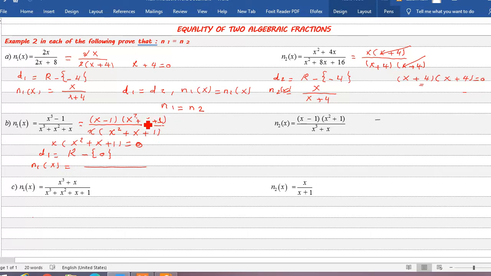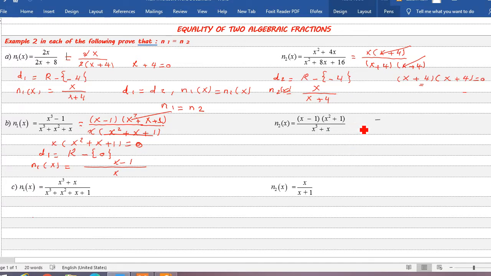What is the common bracket between the numerator and denominator? I cancel x power 2 plus x with x power 2 plus x plus 1, so the remainder equals x minus 1 over x. N2 of x equals x minus 1 times x power 2 plus 1 over x power 3 plus 1.